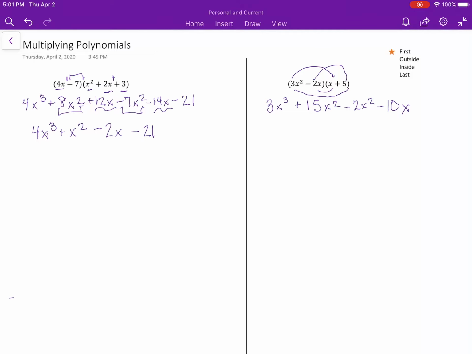I only have one term with an exponent of 3, so I just copy that down. I have plus 15x squared minus 2x squared, which leaves me with 13x squared, and just one term with the minus 10x. Hopefully that review will help you out as we are practicing with multiplying polynomials.